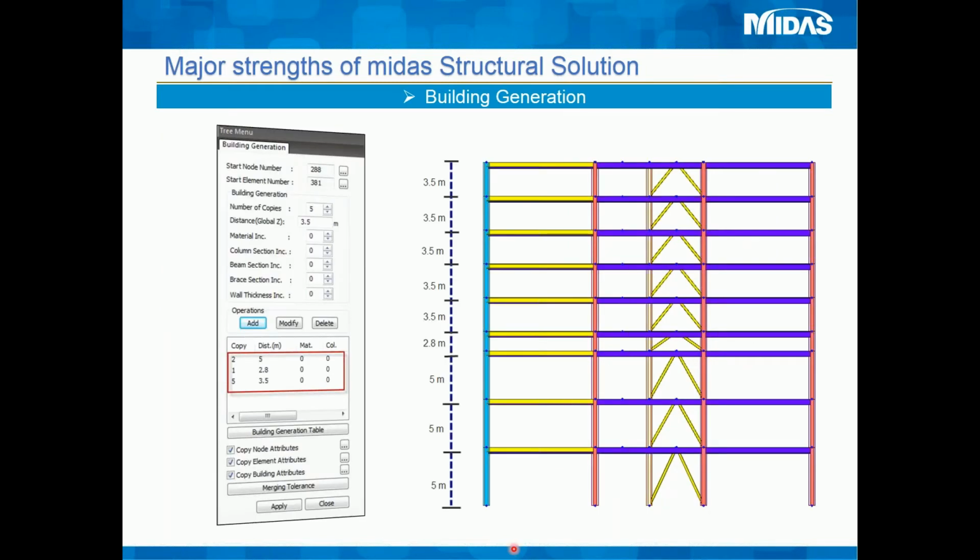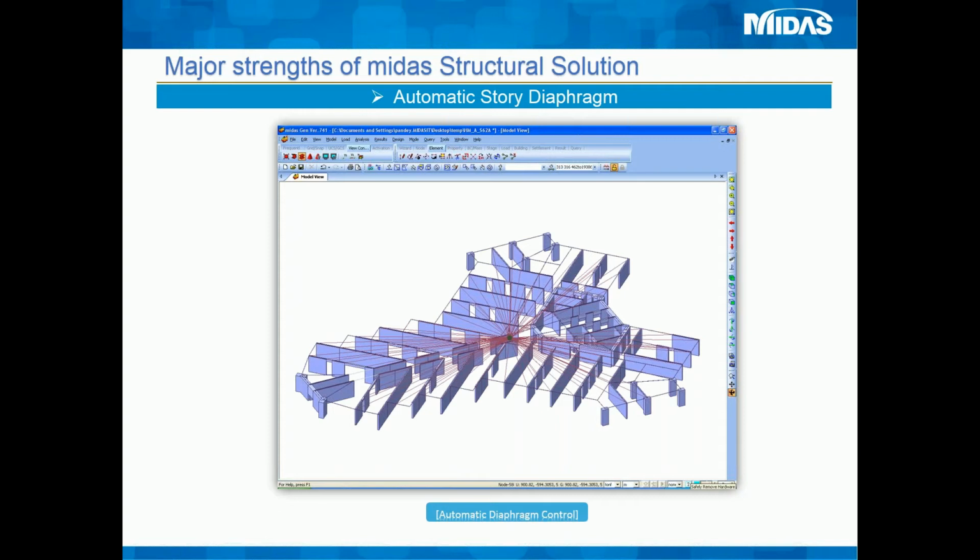The building generation command allows multiple floor-to-floor heights, having different heights, while copying a part of the structure or the entire structure floor plan. Then another advantage is the automatic story diaphragm. The rigid diaphragm can be automatically considered while we are defining the stories.